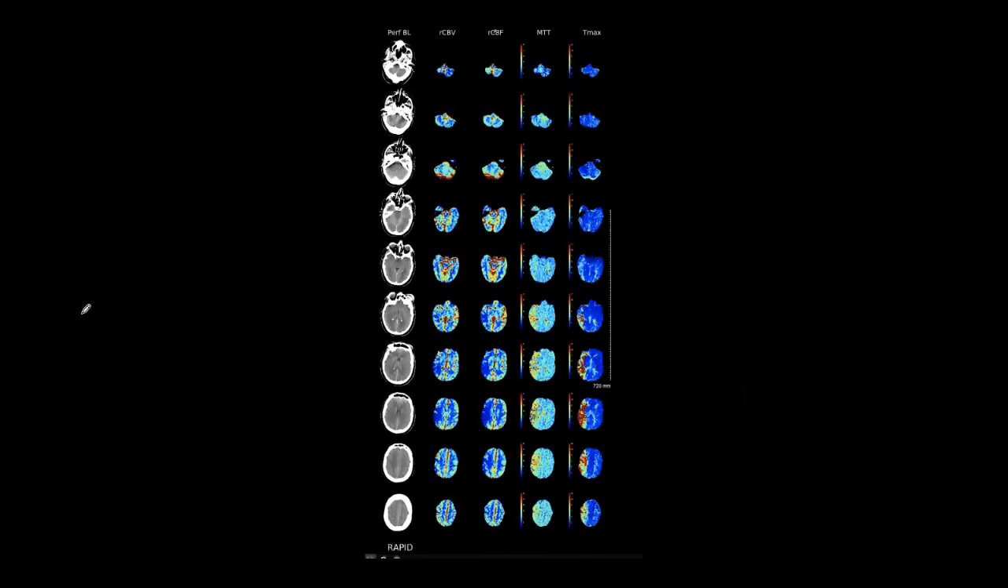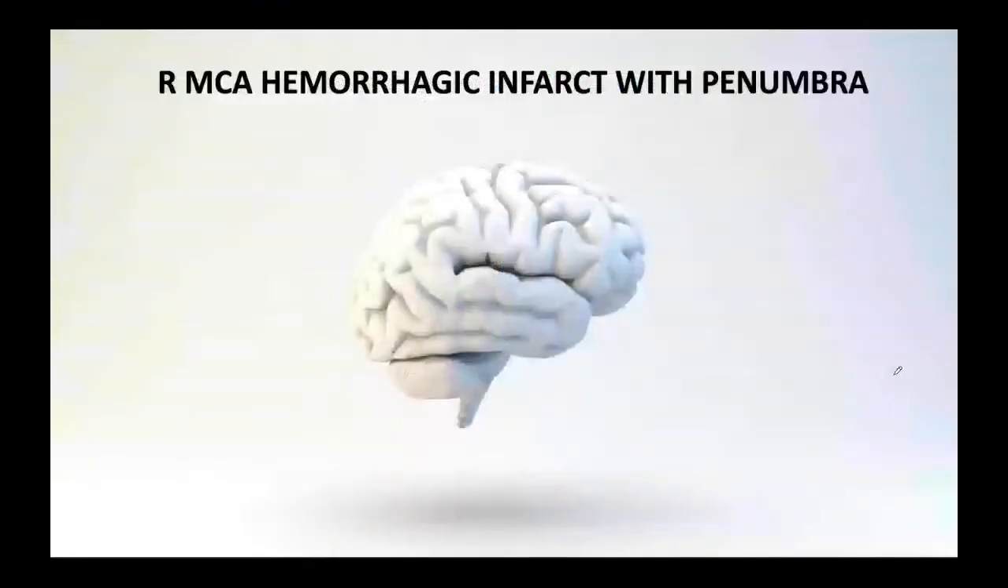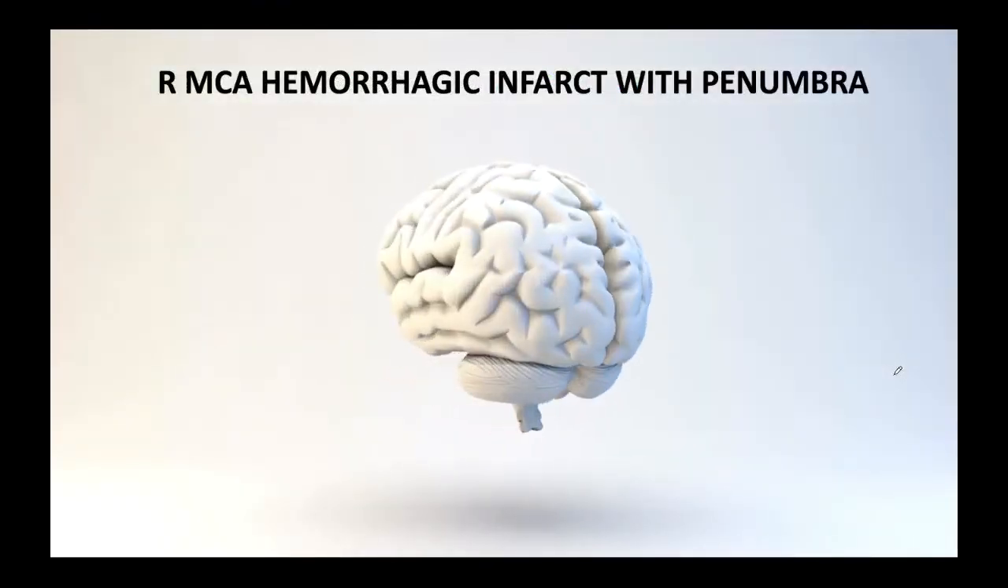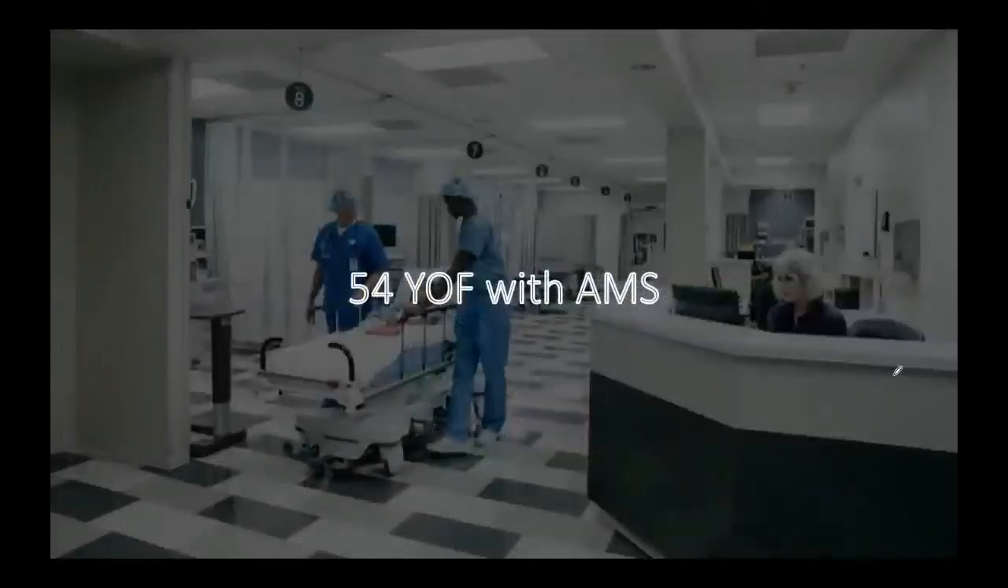And then this is a pretty picture, you know, where you can see the CT image, the whole perfusion one. Then you can see the volume, you can see the flow, the mean transit time, and Tmax at any level quickly. If you want to scan, this would be a great image. And here you can see how you can see the difference right there and right there. And this was a right MCA hemorrhagic infarct with penumbra.